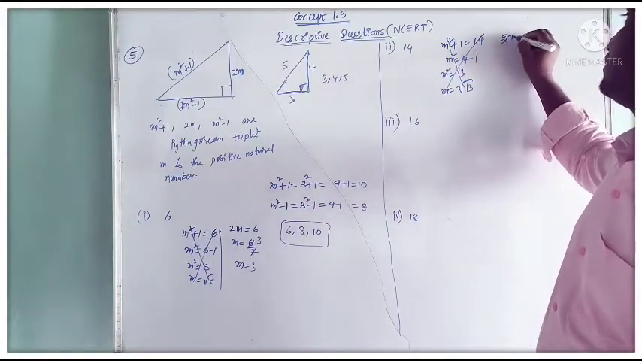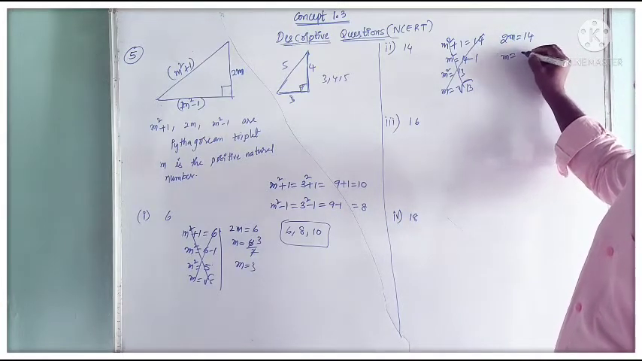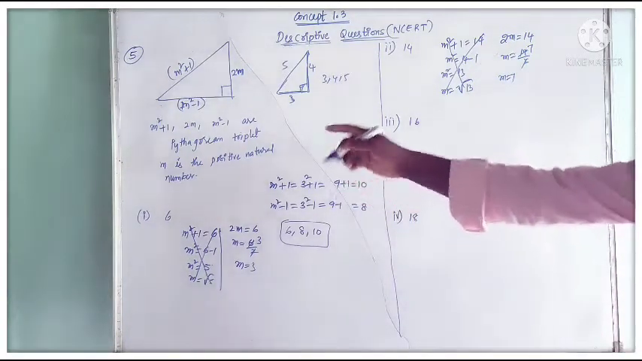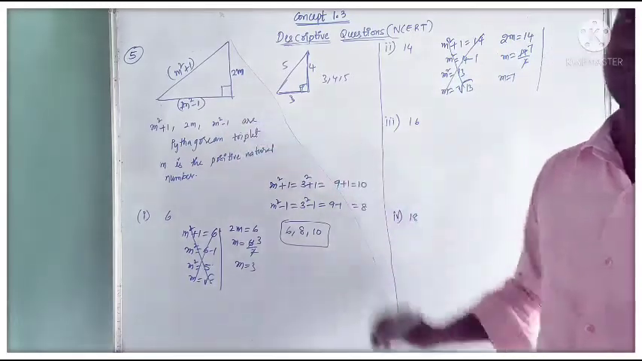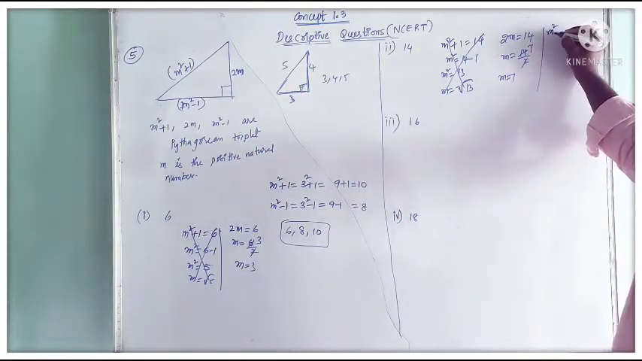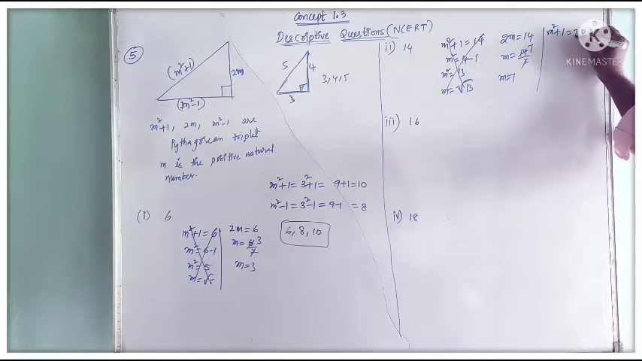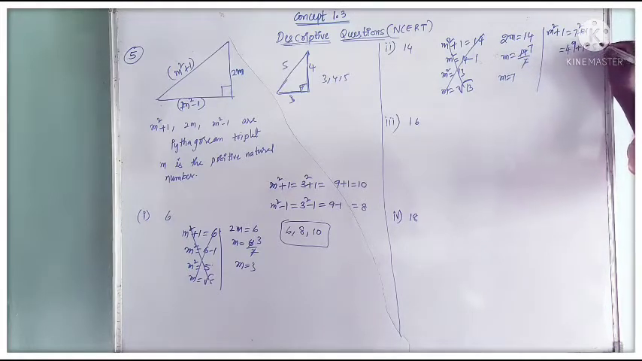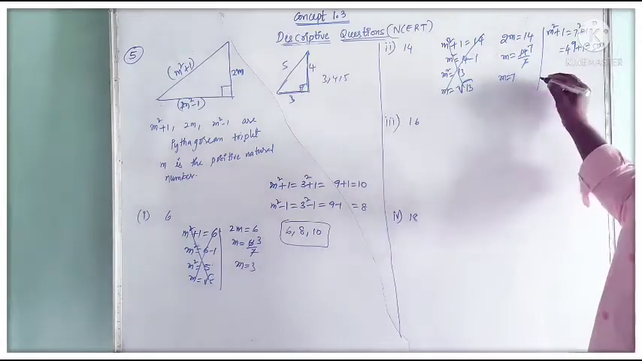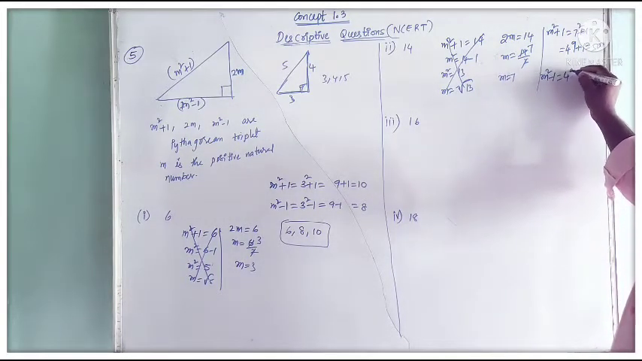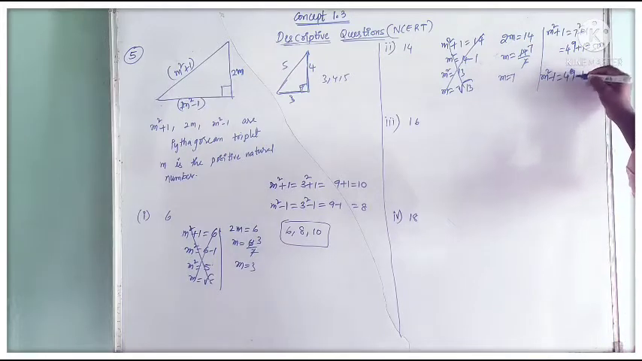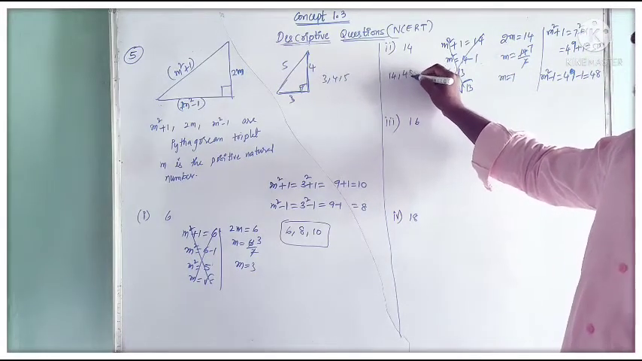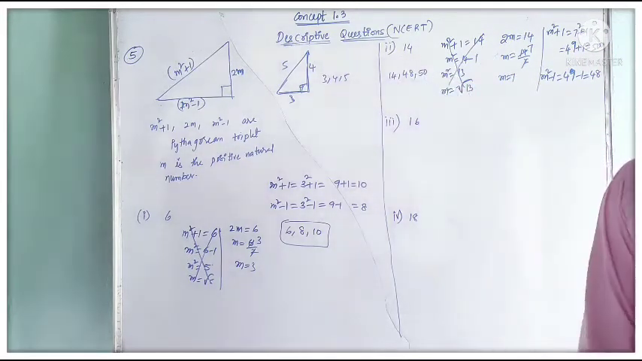Second side you can take. So 2M equal to 14. M is equal to 14 by 2, which is 7. If M is equal to 7, then 2M is 14, one of the sides we know. For the remaining two sides, M square plus 1 is 7 square plus 1, which is 49 plus 1, 50. Next, M square minus 1 is 49 minus 1, 48. The Pythagorean triplet is 14, 48, 50. So these three are the Pythagorean triplet.